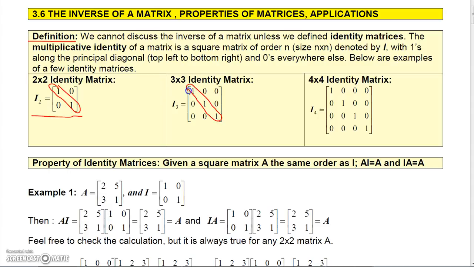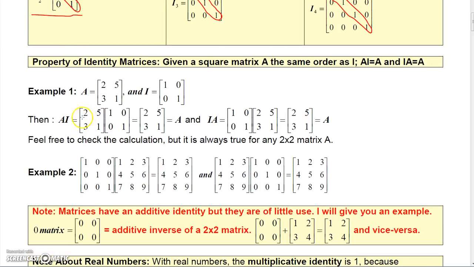And the reason they're called identity matrices is that when you multiply any matrix by them, assuming the multiplication is defined, it just returns the given matrix. So for example, let's say we wanted to multiply this matrix by the 2 by 2 identity matrix, 1 0, 0 1.